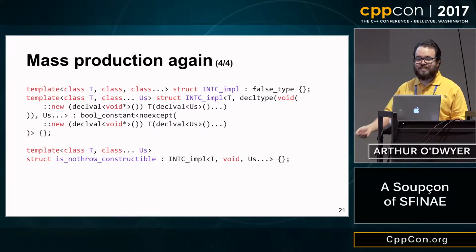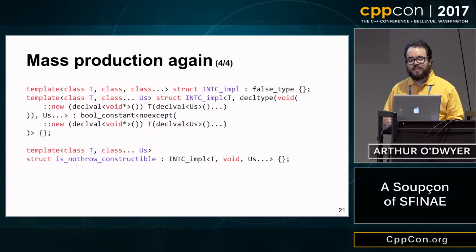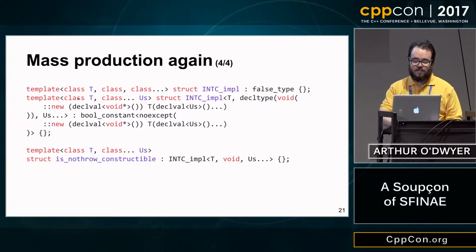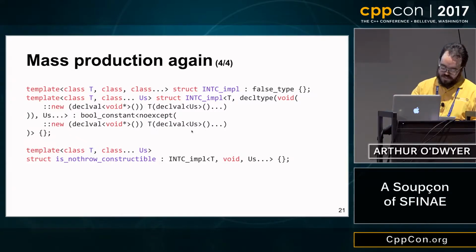But even when we select the partial specialization here, I then actually want it to sometimes be true and sometimes be false. So the stuff on the right-hand side of the colon here is now coming out to true type or false type based on the noexceptness of this expression. So that's no problem either. All right.